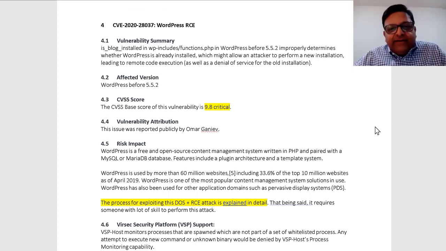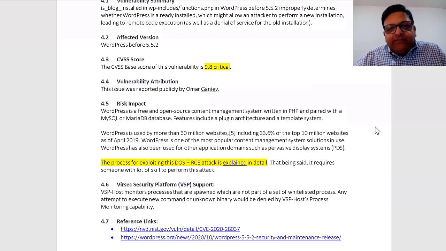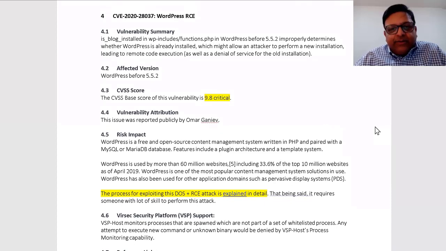There is blog functionality in one of the plugins of WordPress, and what it does is basically allow you to keep on hammering that particular vulnerability again and again. You keep on asking the same question. It's almost like a denial of service kind of attack.